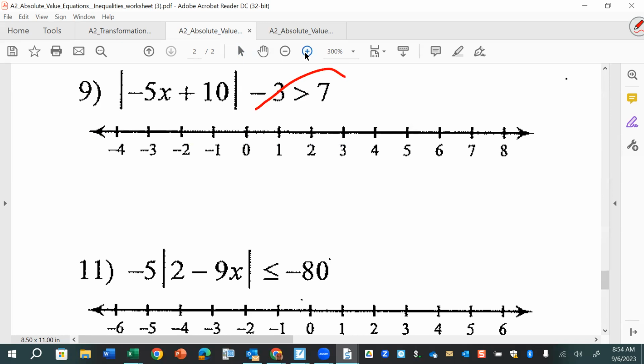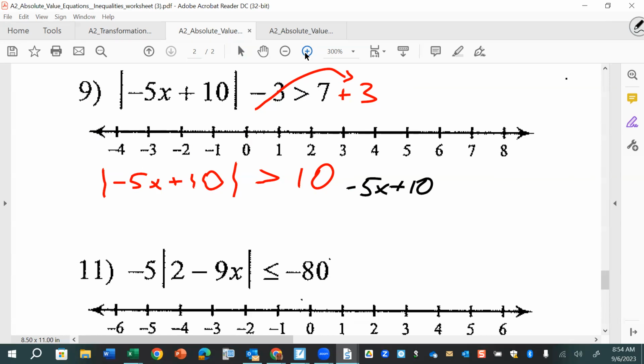Add 3. Okay. Did that. So now I've got the bars. 10. All right, everybody good enough to get there? Okay. So now it's split it time, which means -5x plus 10 twice. And what do I do with this 10? Keep it, change it.